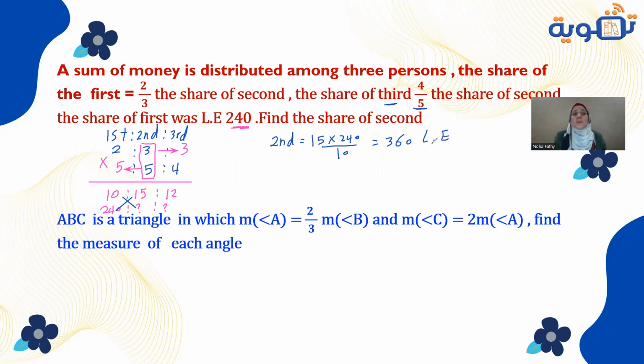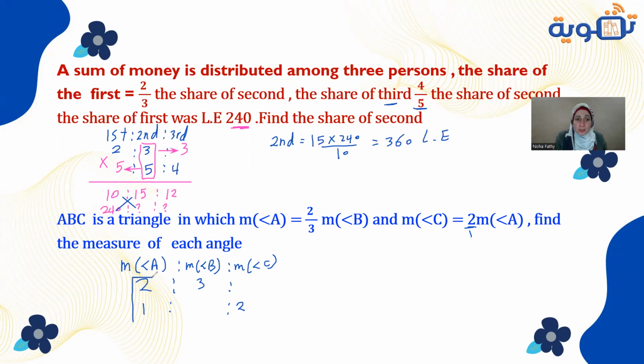ABC is a triangle, the measure of angle A to the measure of angle B is 2 to 3. So I write measure of angle A, measure of angle B, measure of angle C. The ratio between A to B is 2 to 3. Between C to A is 2, which means 2 over 1. So under C is 2 and under A is 1.